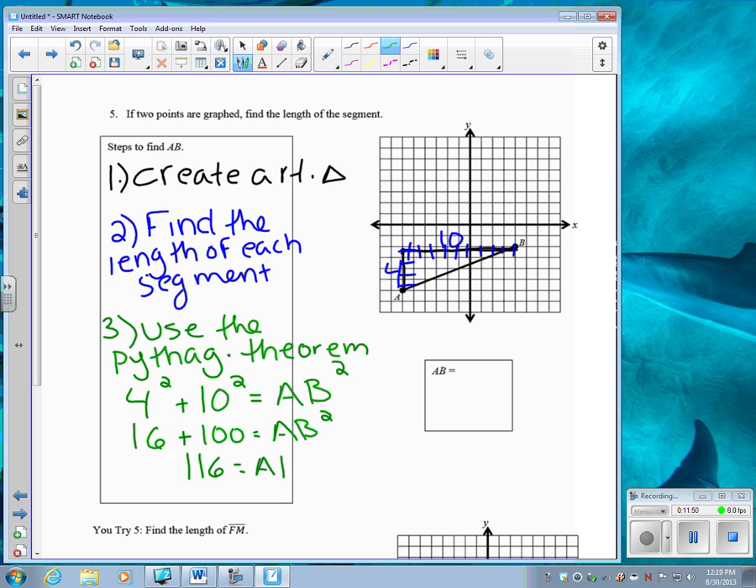Now in our first example, when we got to this step, the number that AB squared was equal to was a perfect square. So we were able to get a whole number answer. In this case, 116 is not a perfect square. So there are 3 different ways that we will accept an answer from you. You can start by just taking the square root and leaving it as the square root of 116. We will accept that.